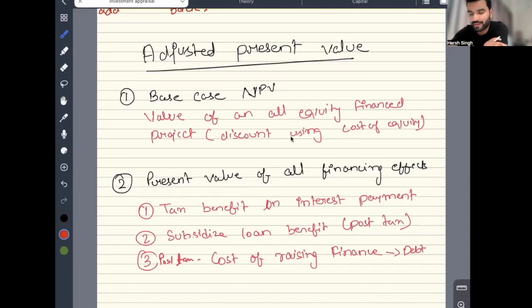Now, what are they? First, tax benefit on interest payment. Second, subsidized loan benefit post tax. And all of these will be present value. Third, post tax cost of raising finance. Post tax cost of raising finance only in debt. Within debt, we have to consider post tax. Within equity, we have to consider pre-tax.